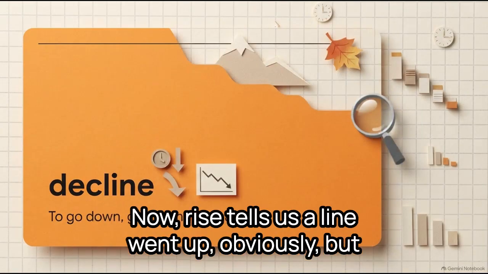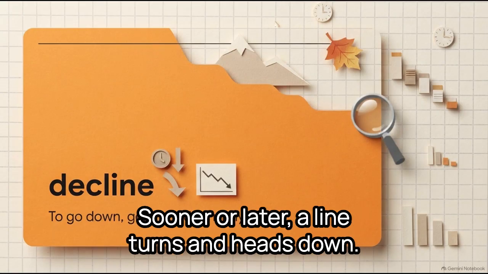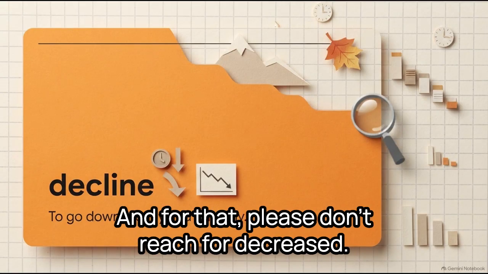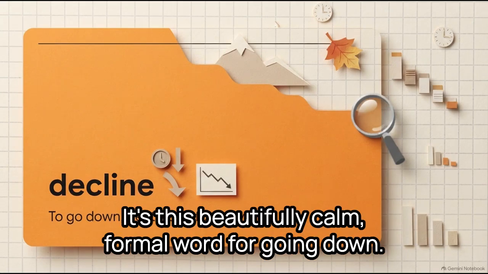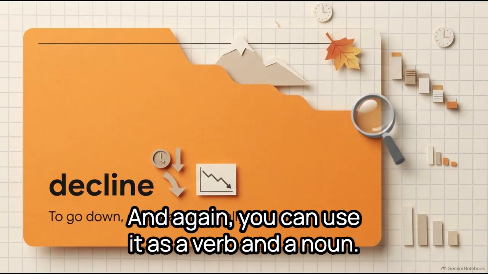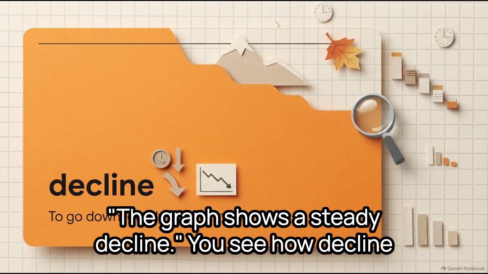Now, rise tells us a line went up, obviously, but task 1 is almost never all in one direction, right? Sooner or later, a line turns and heads down. And for that, please don't reach for decreased. Reach for decline. It's this beautifully calm, formal word for going down, and again, you can use it as a verb and a noun. Profits declined gradually after 2015, or the graph shows a steady decline.